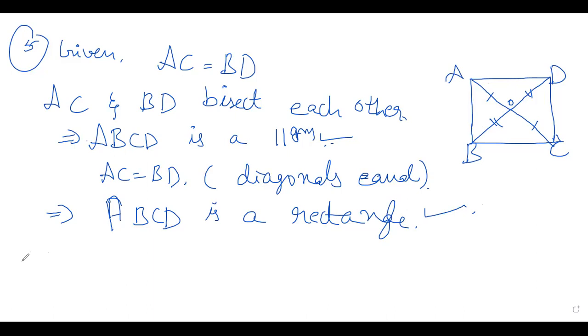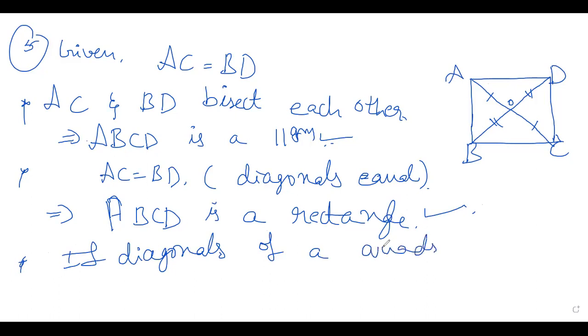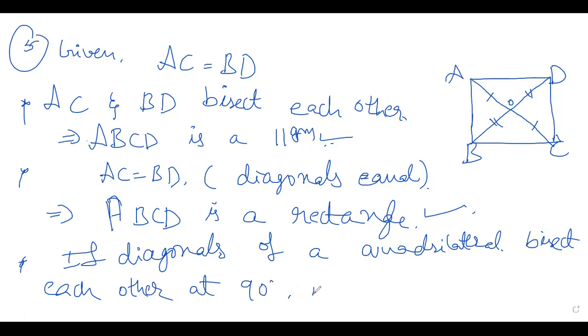See, this is first, second, and what is the third point? If diagonals of a quadrilateral bisect each other at 90 degree, then it is a rhombus. Right, children? Yes, understood.